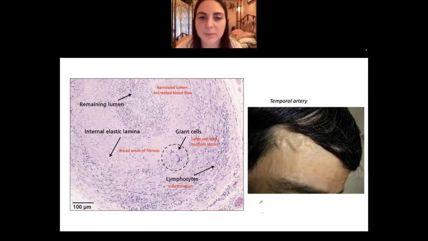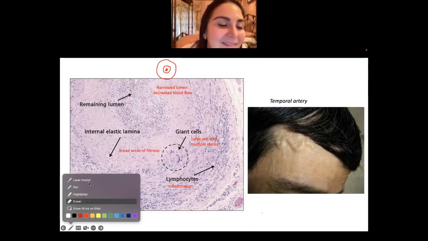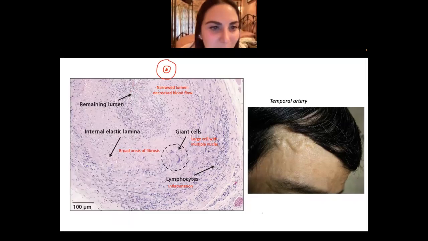So this is a positive. This would be what a positive biopsy looks like. Again, negative does not exclude. But what you'd see is a narrowed lumen. This is literally where the lumen is supposed to be. So the actual lumen of this artery is supposed to be here. You can kind of see the little slit. That's the lumen. So it's very narrow because of all this inflammation that's going on, which is crazy. So you can imagine that's what's causing these headaches. There's no blood flow there basically.